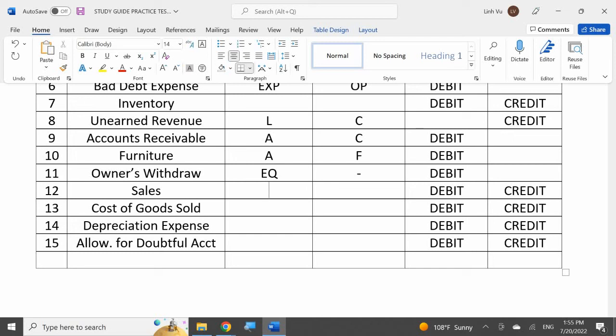That's revenue. Yes, it's revenue or income, whichever one you associate it with. Now, what kind of category would sales fall under?